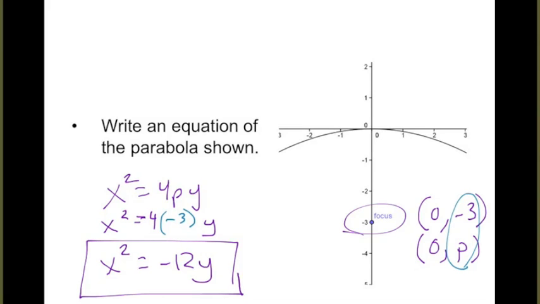Again, the p-value can tell us a couple of things about it. Because we had a negative p-value, we have a downward facing, because down is a negative direction. And with that p-value of 3, this graph was opened very wide. Questions?